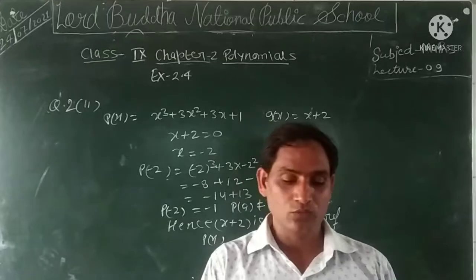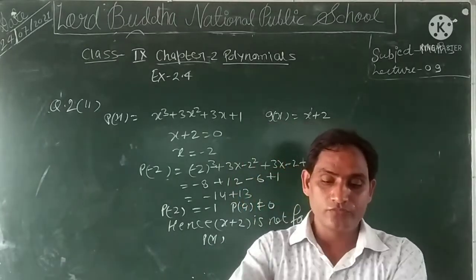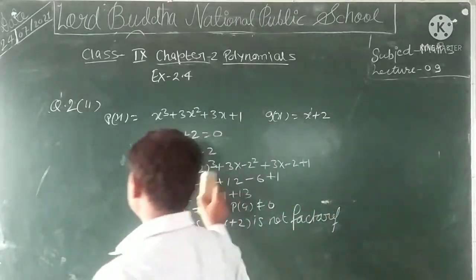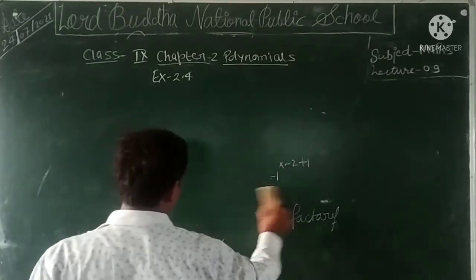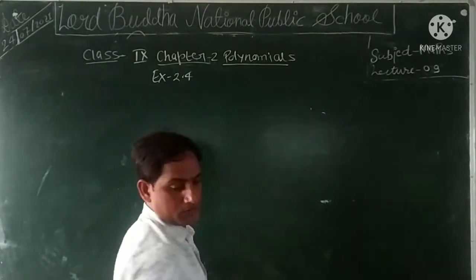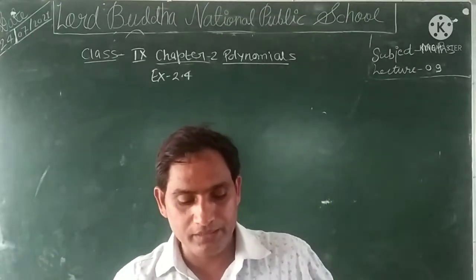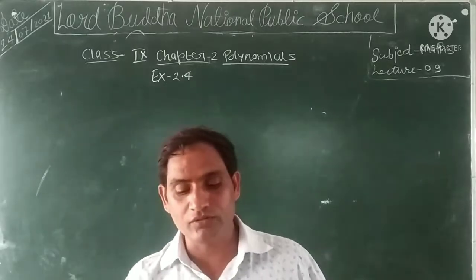Okay, now the third part you will try by yourself. Now we see question number 3. The question number 3 is: find the value of k if x minus 1 is a factor of p(x) in each of the following.